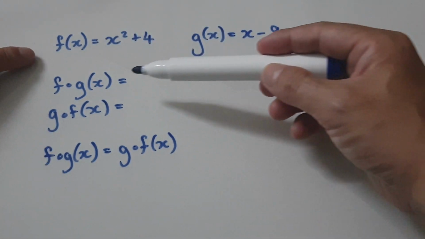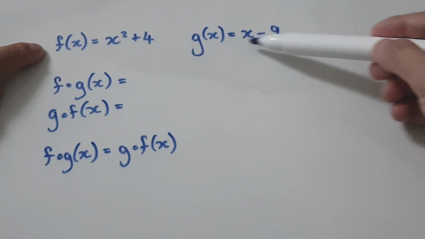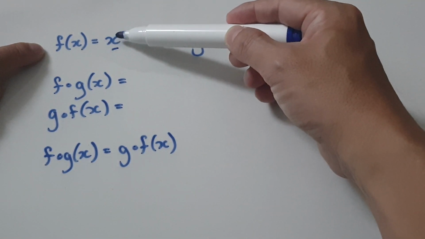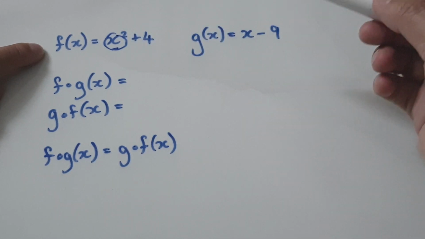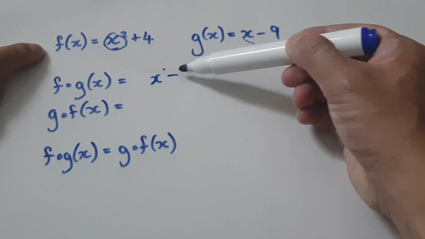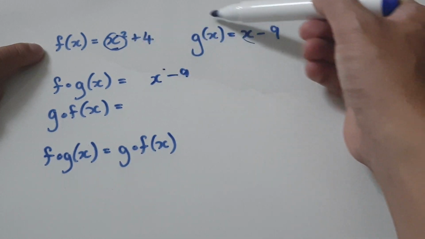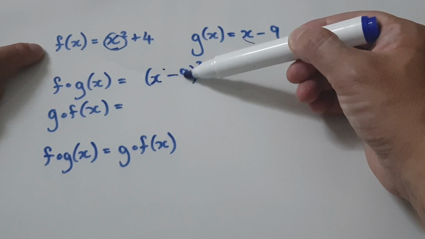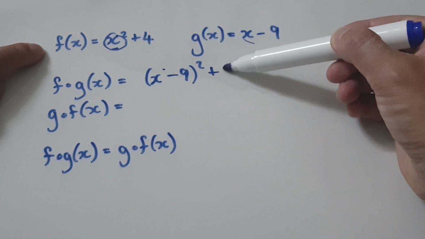So what that means is this thing here would be get this function, bury it inside this x here. Inside this x here. So what that means is get this function x minus 9 and bury it inside this g. So that would be this squared and then plus 4.